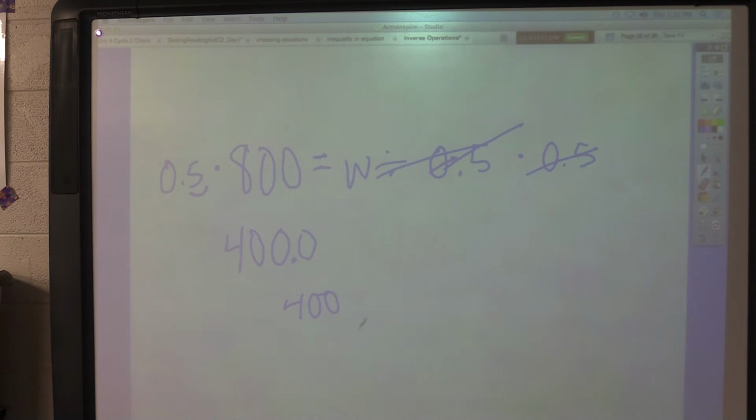And it makes sense because half of 800 is 400. If I have $800 and I have to spend half of that amount of money on bills or something, I'm left with $400. So the value of W in this situation is 400.